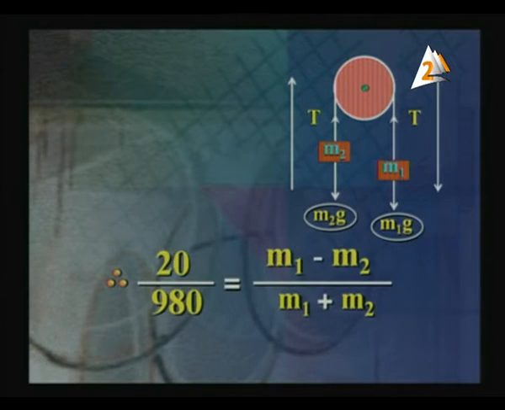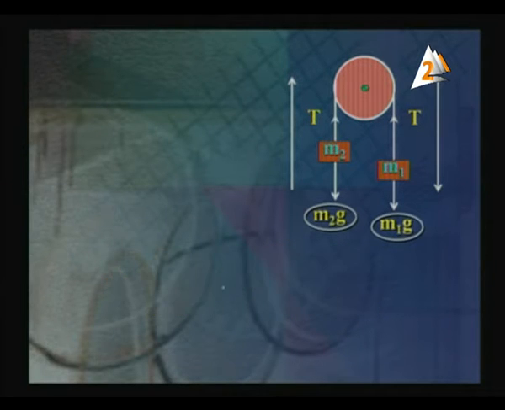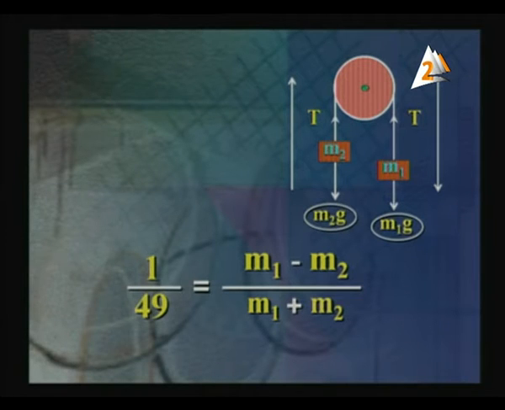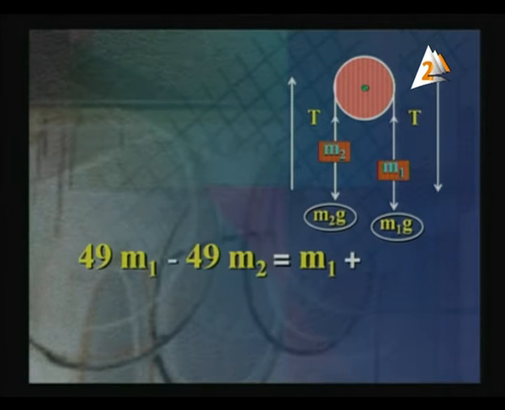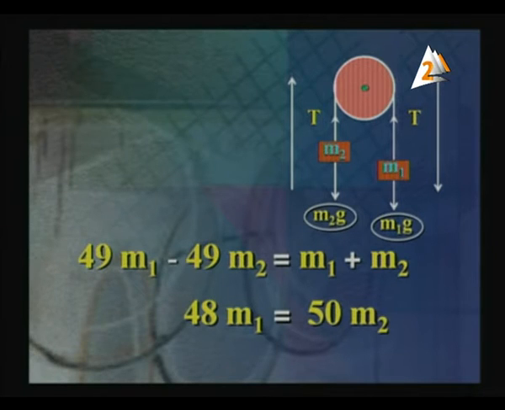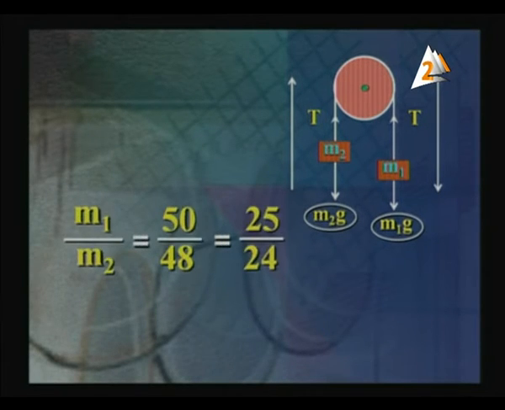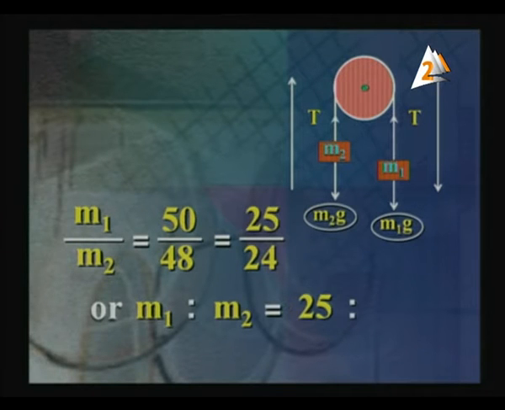Now, from equation 3 we get that 20 divided by 980 equal (m1 minus m2) over (m1 plus m2), or 1 over 49 equal (m1 minus m2) over (m1 plus m2), or 49 m1 minus 49 m2 equal m1 plus m2, and 48 m1 equal 50 m2. Now, the ratio m1 over m2 equal 50 divided by 48, which is equal to 25 divided by 24, or we can say m1 to m2 is equal to 25 to 24.